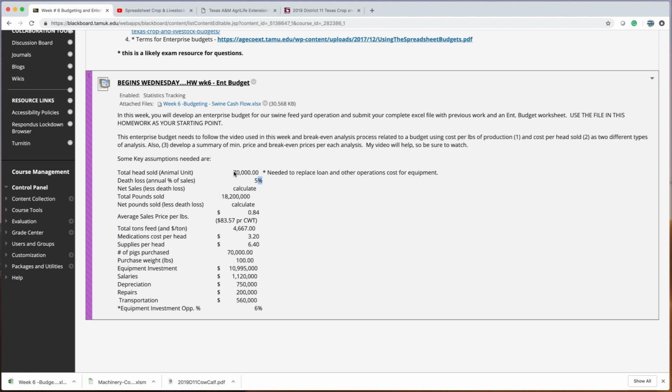So that means we're not going to sell 70,000 animal units. We're going to sell less. You need to calculate that. Pounds sold, 18,200,000. Again, we're not going to sell them all. You're going to calculate based on that loss, and you're going to get a number.